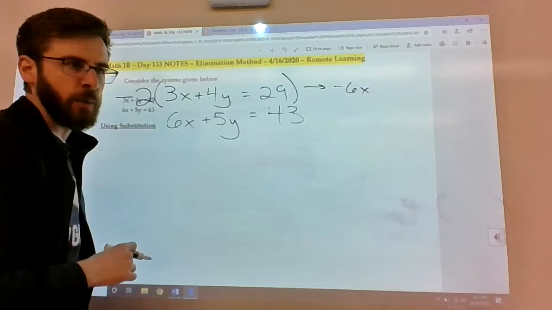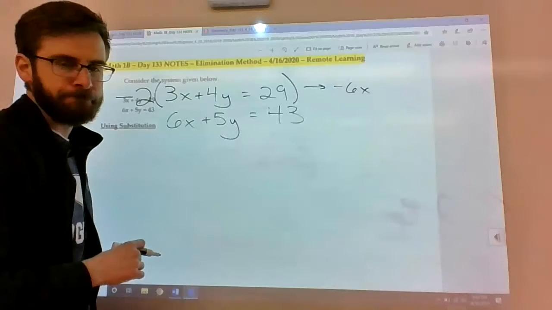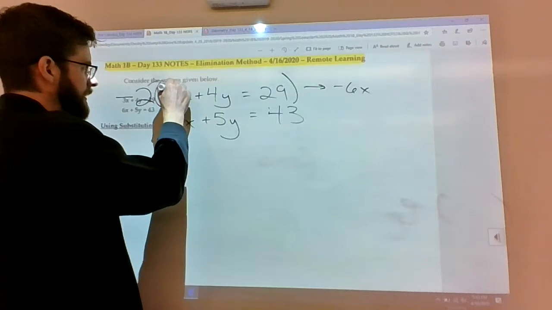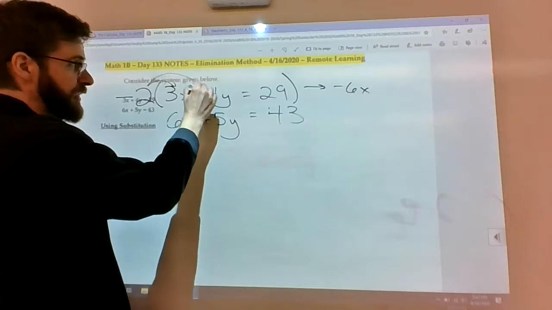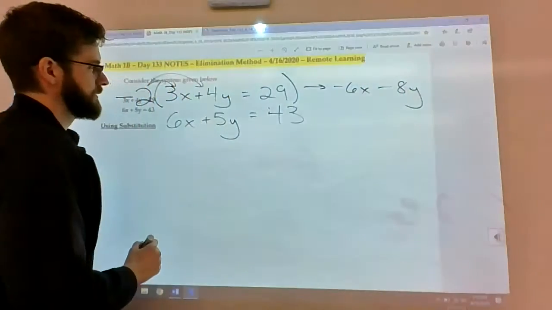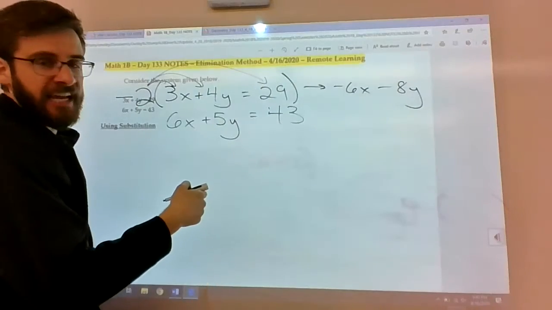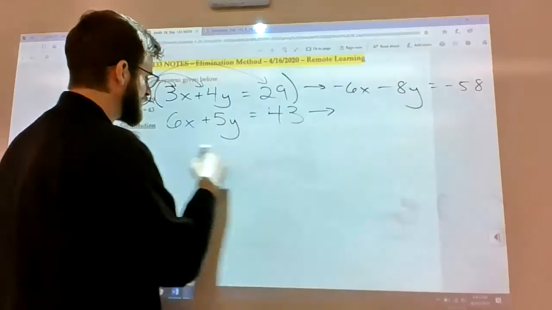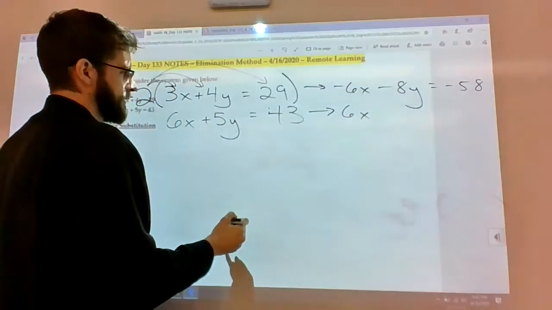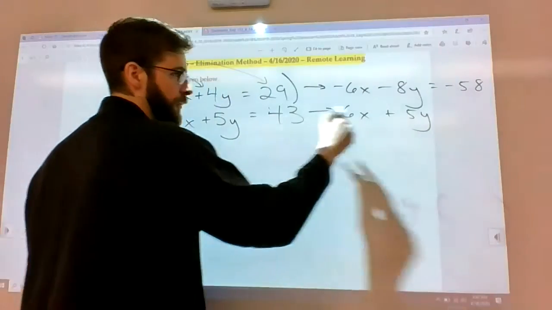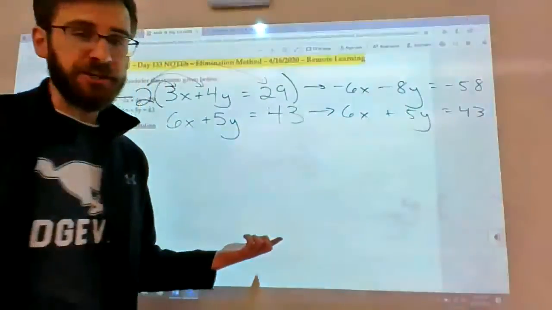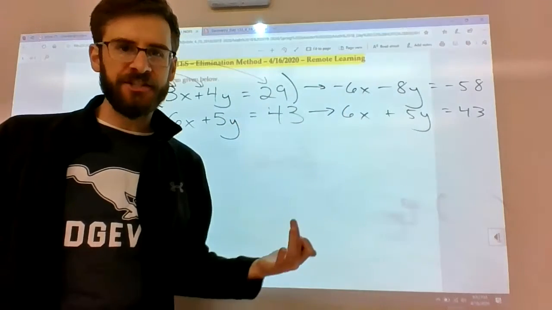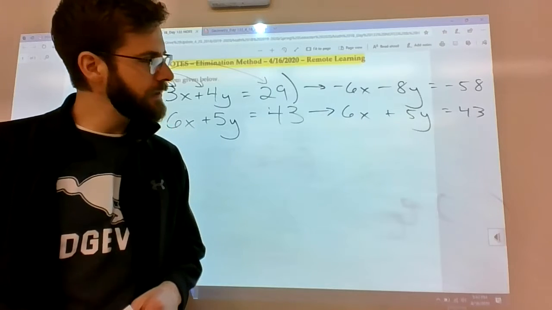So I'm going to stick with that strategy from here on out. I would advise you to follow me on that. So negative 6x, okay? And now I got to multiply everybody by the negative 2. That's negative 8y. That's equal to negative 58. All right, down here, you get 6x plus 5y equals 43. Hey, I didn't change it because I brought the first equation to match the second equation, basically.